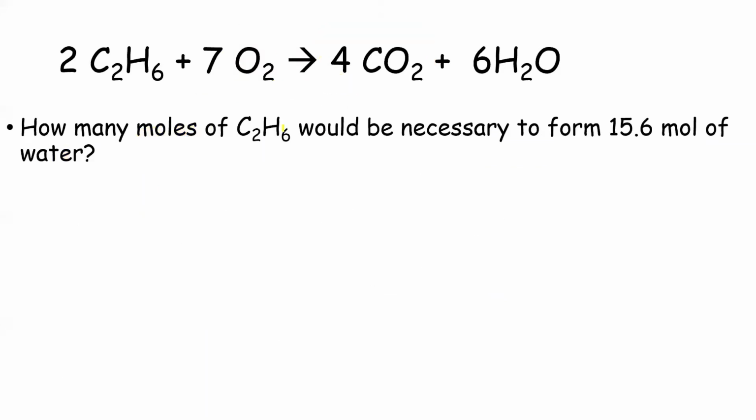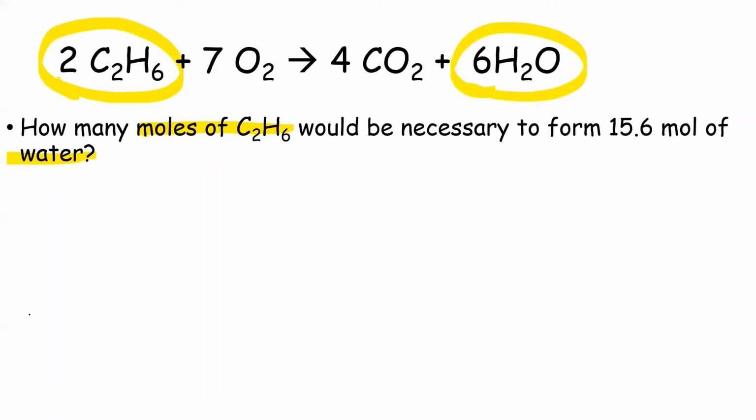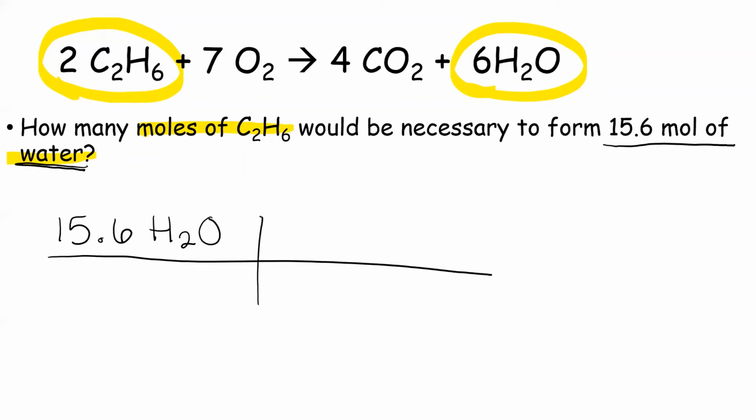This next problem is asking how many moles of C2H6 would be necessary to form 15.6 moles of water. So I'm going from C2H6 to water. Once again, I'm going to start by writing out my given, which is 15.6 moles of water. Your given is just whatever number is given to you in the problem. So if I have 15.6 moles of water, I want to figure out how many moles of C2H6 I'm going to end up with. So I know that whatever conversion factor I have, C2H6 is what needs to be on top. I can write out my conversion factors by looking at the coefficients.